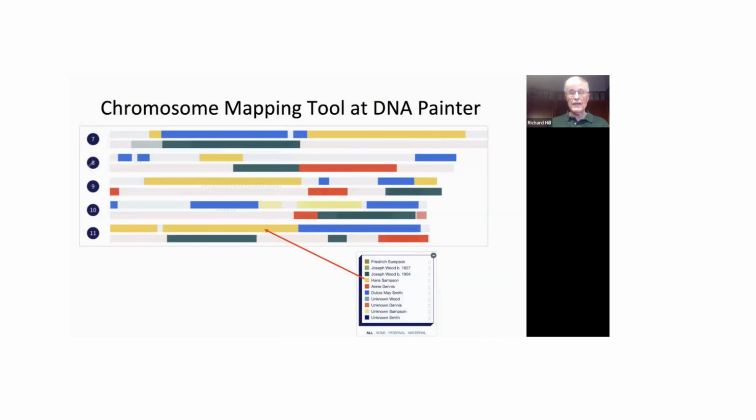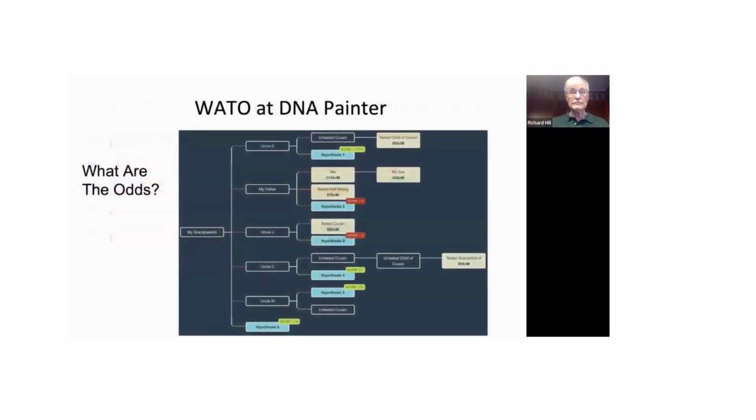Here's an example of an advanced topic. Using tools like DNA Painter, people are looking at specific chromosomes and identifying which segments passed down from which ancestors. Another great tool at DNA Painter is WATO, which stands for What Are the Odds? WATO is designed to help you figure out where someone might fit into a known family tree by using the amount of DNA they share with people in that tree.